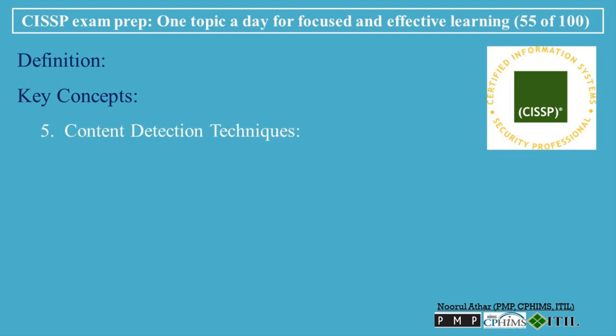5. Content detection techniques. DLP systems use several techniques to detect and classify sensitive data. Pattern matching. DLP systems use predefined patterns, e.g., regular expressions, to identify sensitive information such as social security numbers, credit card numbers, or bank account details. Example: DLP detects a string of numbers that matches the format of a credit card and flags it as sensitive data.